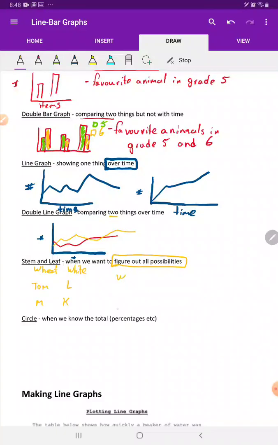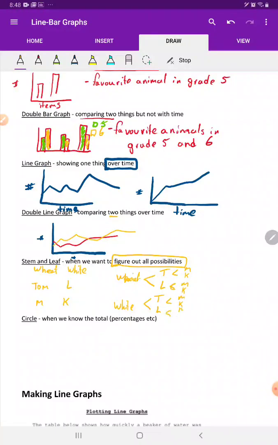So when you make a stem and leaf graph, you start out with wheat, white, and then you go to the next thing, and you can put tomato on the wheat bread, or you can put lettuce on the wheat bread. You can put tomato on the white bread, or lettuce on the white bread. Then you can put mustard on the wheat tomato bread. You can put ketchup on the wheat tomato bread. You can put mustard on the wheat lettuce bread. You can put ketchup on the wheat lettuce bread. And you just keep that up.